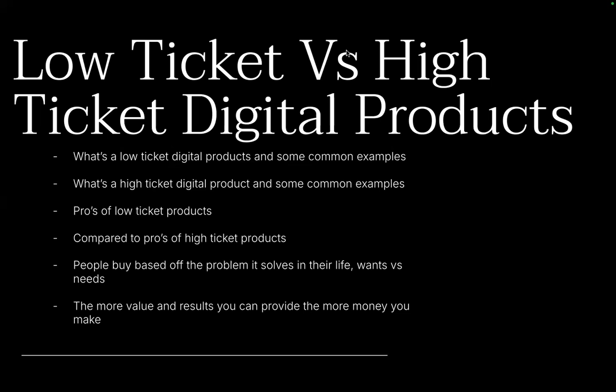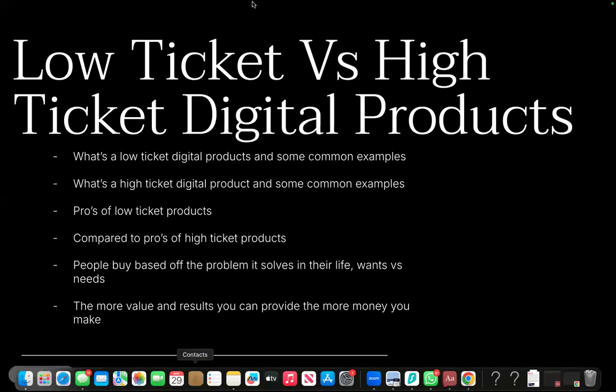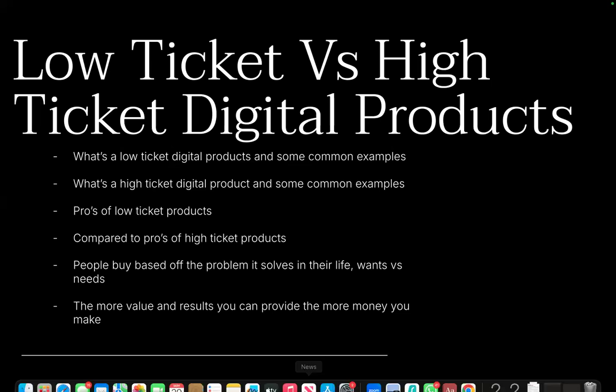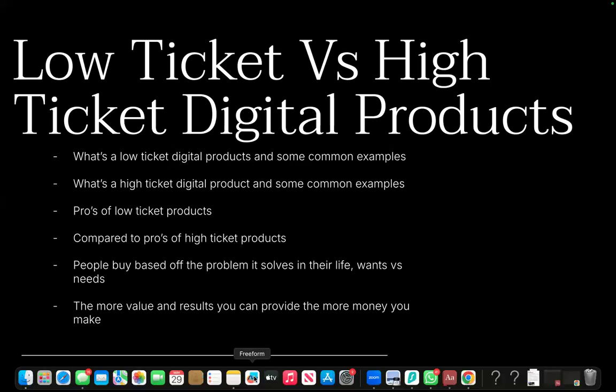Another common one is relationships. Things like marriage counseling, things like how to pick up girls. That's actually a really big niche as well. As I said, people buy based off the problem it solves in their life, and the more money you'll make is basically off the needs rather than the wants. So that is essentially what a low ticket product is versus a high ticket product.